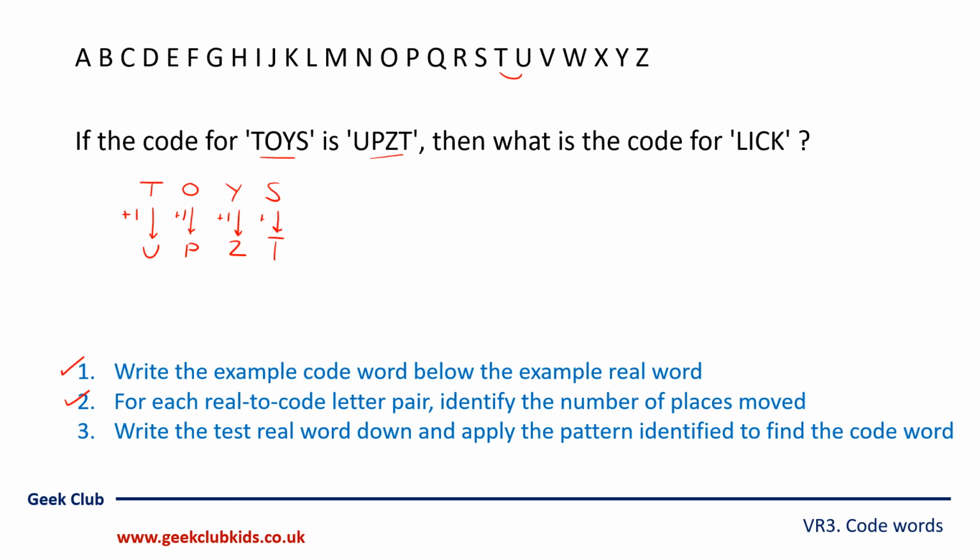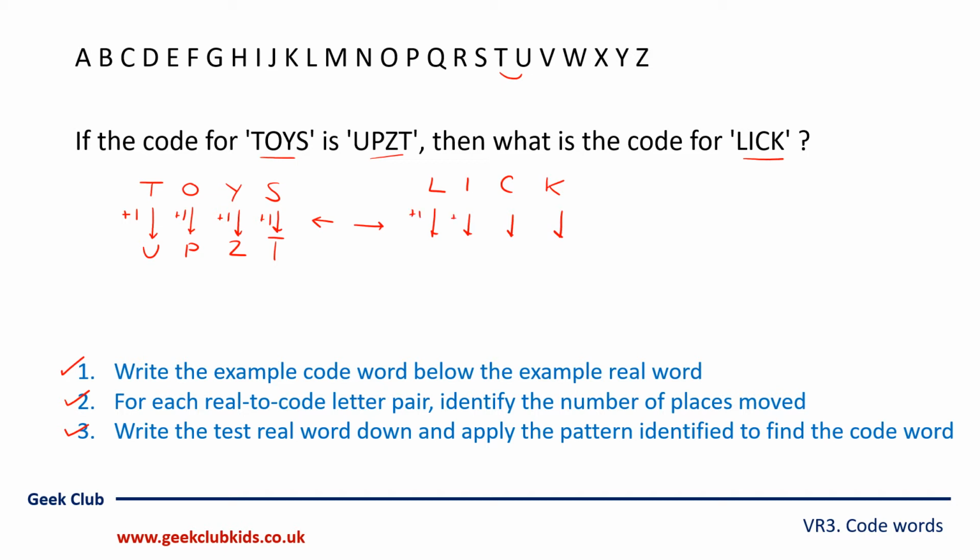Now we've identified this pattern, plus 1, plus 1, plus 1, plus 1, we're going to move on to the third step. And the third step is to write down your test real word, which is lick. So I'll write that down. And now apply the same pattern to find out your code word. So I'm going to use this pattern over here. So I'll draw my arrows and write down the same pattern, which is 4 lots of plus 1.